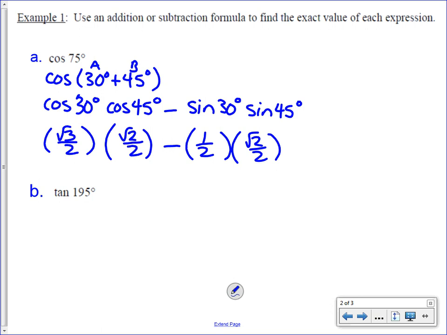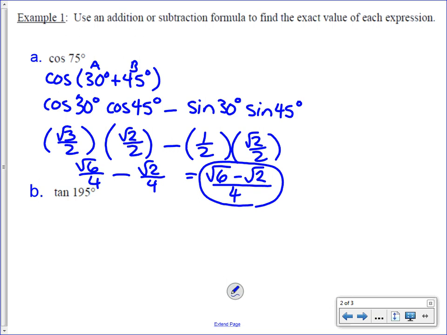And then we're just going to simplify. We're going to multiply our fractions, so we're multiplying straight across. We get square root of 6 over 4 minus, multiplying straight across, square root of 2 over 4. Then we're just subtracting our fractions. We already have a common denominator, so we'll just subtract our numerators and put it over the common denominator. And we'll stop there. So the exact value of cosine of 75 degrees is square root of 6 minus the square root of 2, all divided by 4.